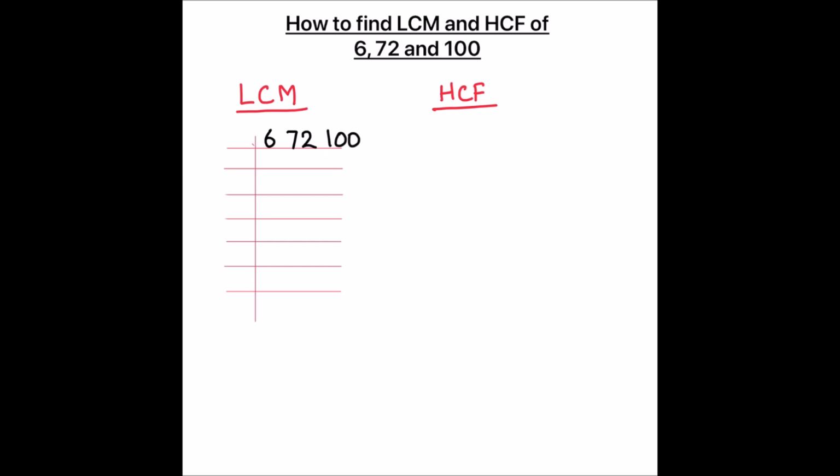So 6, 72 and 100 all are even numbers. So we can easily divide these numbers by 2. 2 times 3 is 6. 2 times 3 is 6. 1 is remainder. This becomes 12. 2 times 6 is 12. 2 times 5 is 10, and 2 times 0 is 0. Again we are going to use 2 to divide 36 and 50.